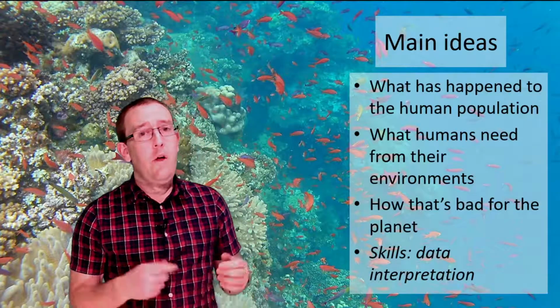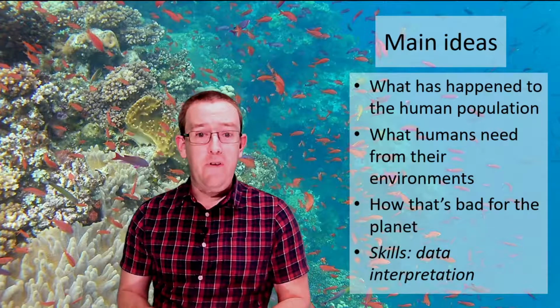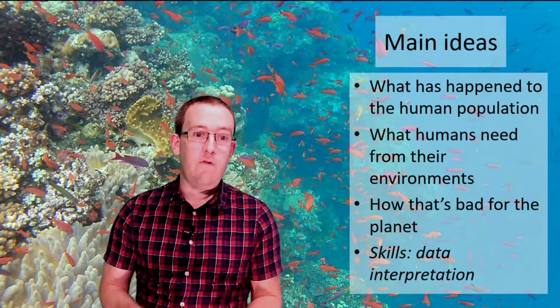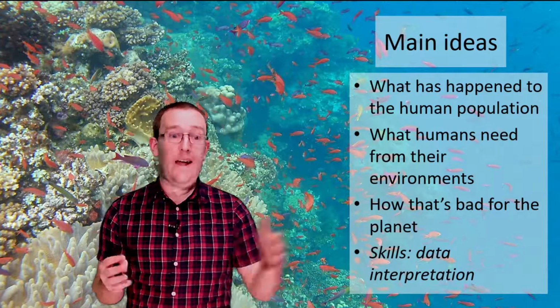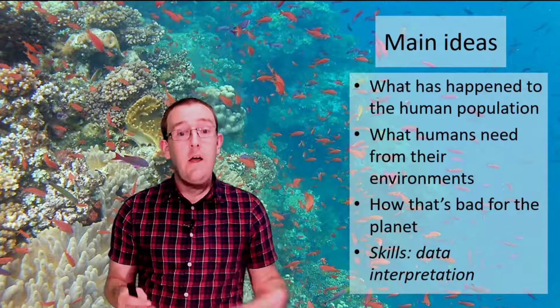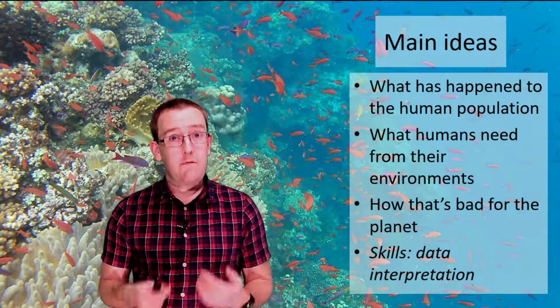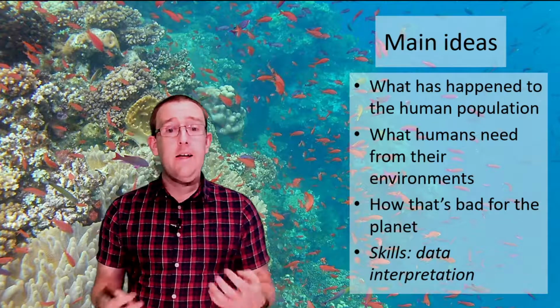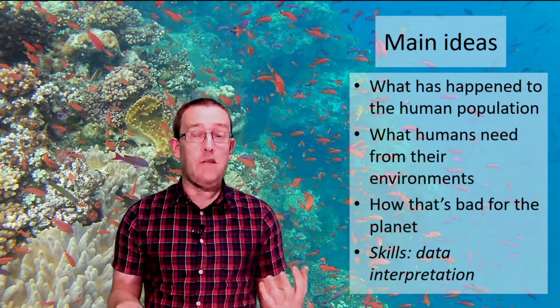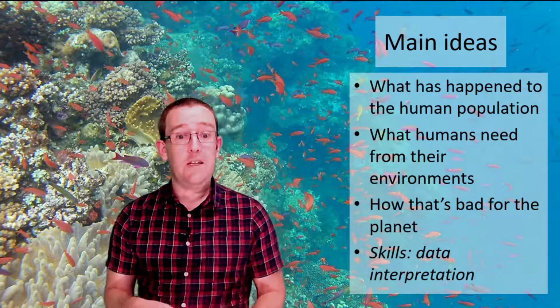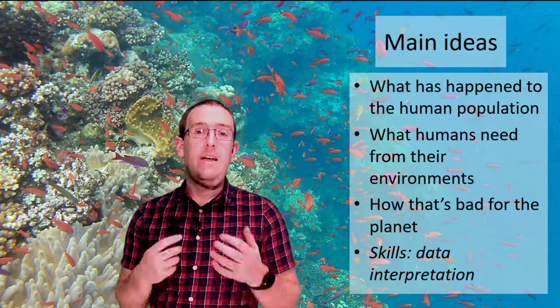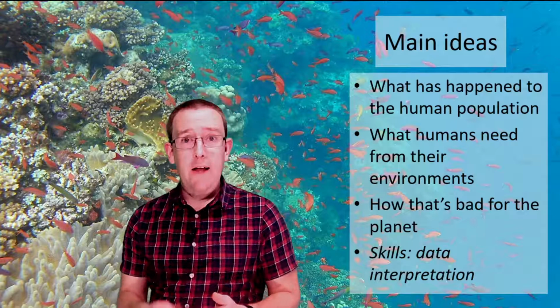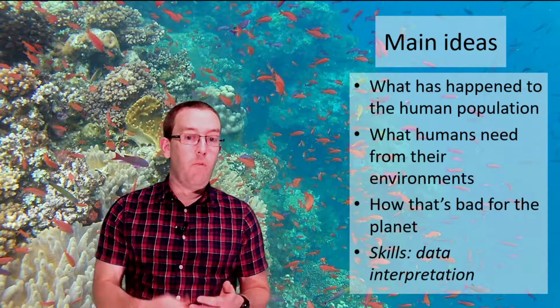Okay, so the main ideas we're going to cover very briefly are what's happened to the human population over the last 200 years, and maybe even further back than that. What are our needs from the environment? What do humans need to take out of the environment and put back? So what effect is a rising population going to have in terms of the resources that we need? And how is this bad for the planet? How is it bad for the planet that there are more and more people?